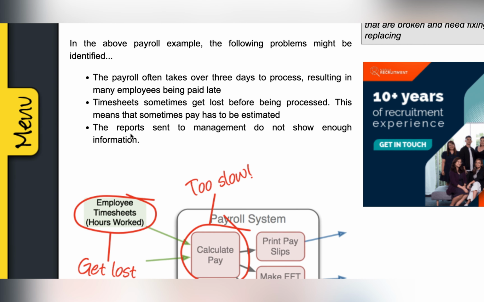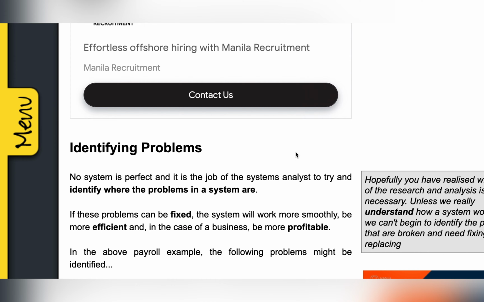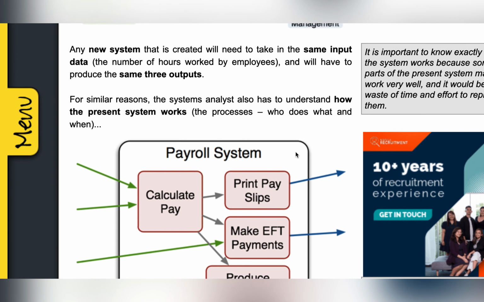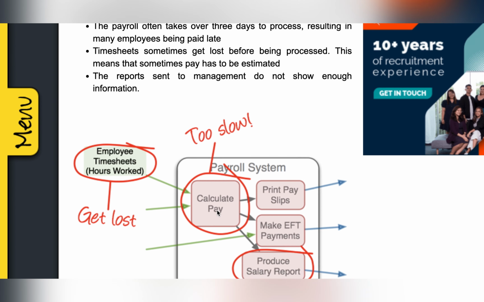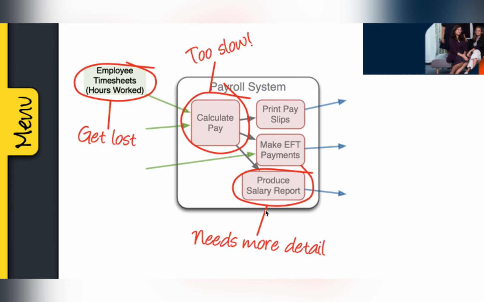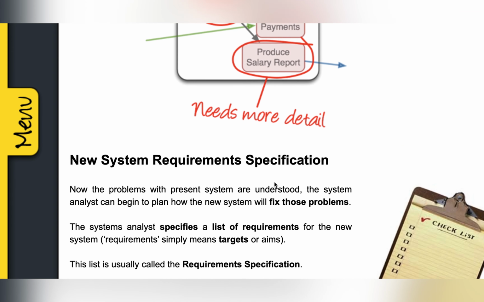Another problem we might encounter is the report sent to management does not show enough information. So now we have to produce the salary report. Okay, in the old one we just have a payroll system. We assume we get a salary report for management, but this one was not showing a robust report. So we create the report system inside it to generate a whole report of what has taken place, so that management will be able to analyze and fix.